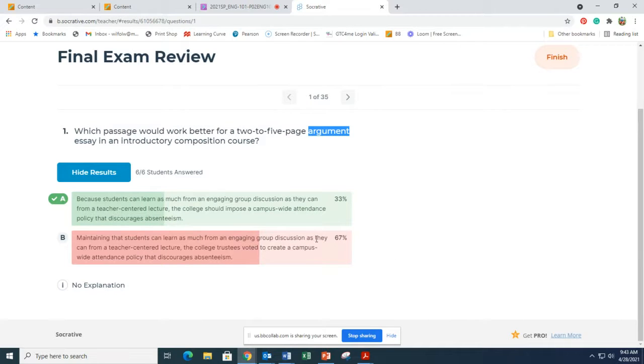Okay, so let's take a look at the difference between these two, because they're similar, but there are some key differences that would make A better than B. A: Because students can learn as much from an engaging group discussion as they can from a teacher-centered lecture, the college should impose a college-wide attendance policy that discourages absenteeism. B: The college trustees voted to create a campus-wide attendance policy that discourages absenteeism. So what's the key word difference between A and B that makes A more argumentative than B?